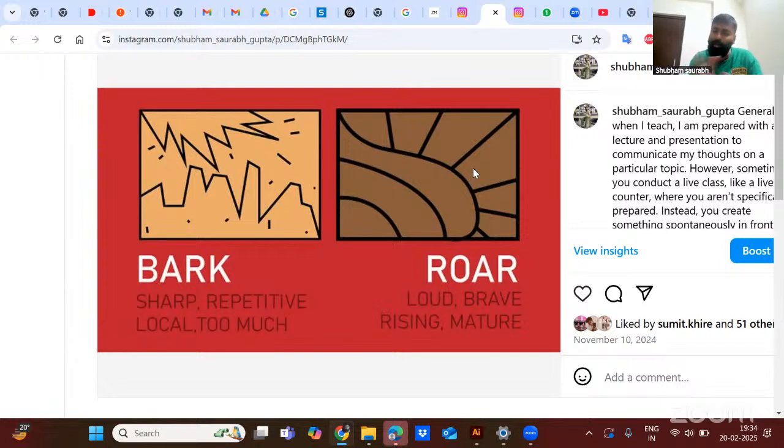So for example, there are two words here, bark and roar. So let's understand first what is bark. So bark is what? It is sharp. It's repetitive, because when a dog is barking, it's not just one dog. Most of the time, so many dogs bark together. So it's repetitive. It's local. Local means that you can hear this sound anytime in your surrounding. It's not a rare thing. And it's too much. It's not very pleasing when too many dogs are barking. It's a shout, it's a noise, it's too much.